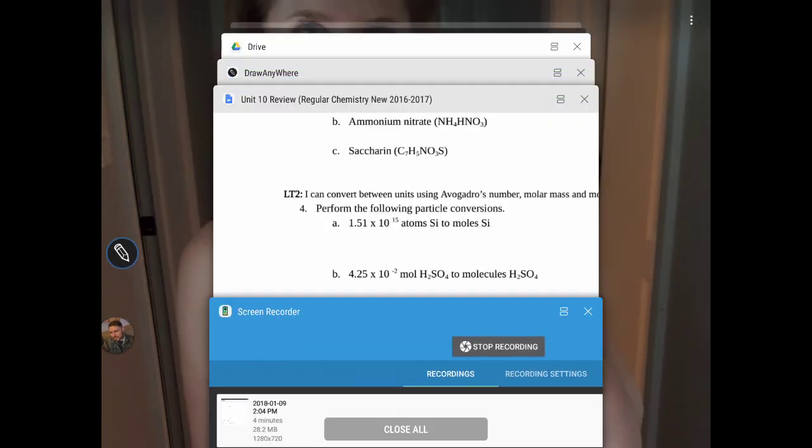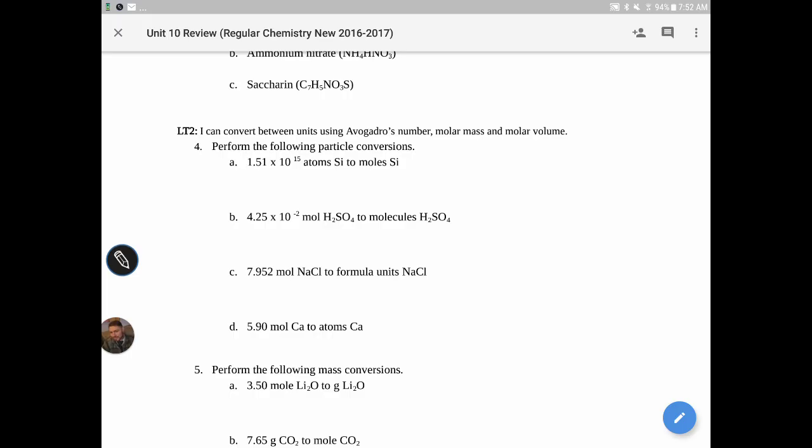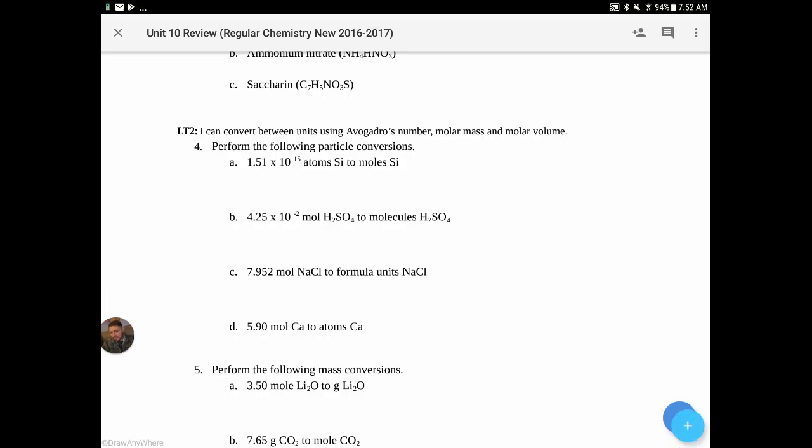All right, we're going to do some mole conversions. So, first, we're going to do letter A here: 1.51 times 10 to the 15th atoms of Si to moles of Si. The first thing that we do with every dimensional analysis problem is write down our given.